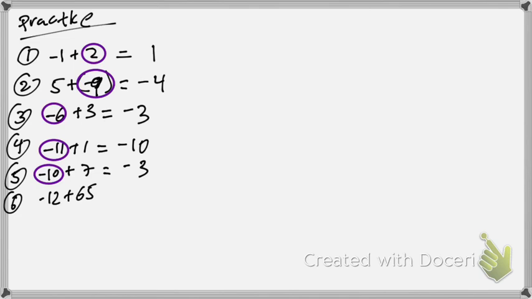Alright, now we've got something a little bit different. This time, the bigger one is positive, right? So you're going to do 65, the bigger one, take away the smaller one. 65 take away 12, then you get 53. Is it going to be negative 53 or positive 53? It's going to be positive, right? Because the bigger one was positive. You don't have to circle the big one. I think it might just be helpful sometimes to help you remember if the answer is going to be positive or negative. Alright, so that's going to be it.